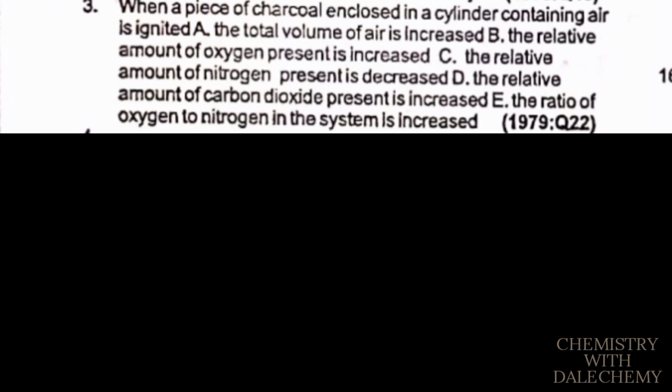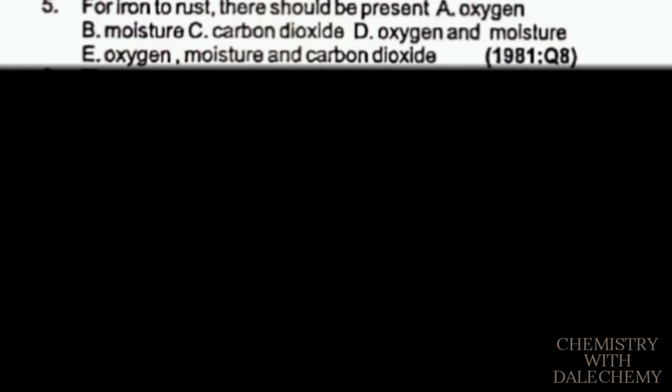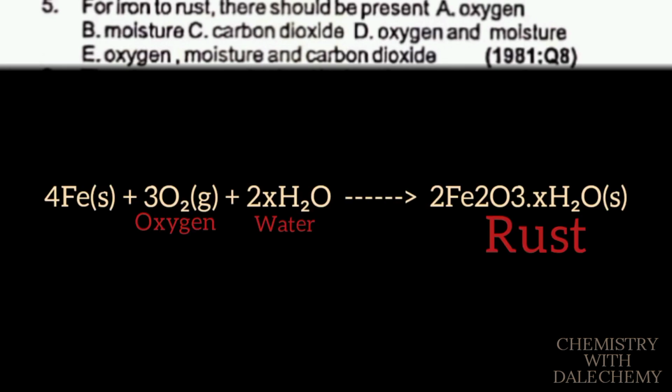And the next question is question 8 of 1981. For iron to rust, there should be present, so the option is simply oxygen and moisture, according to the equation you see on the screen. And the last question is question 21 of 1986.